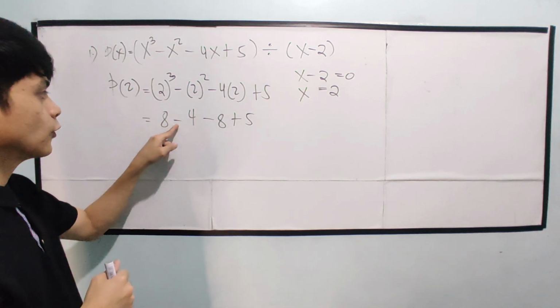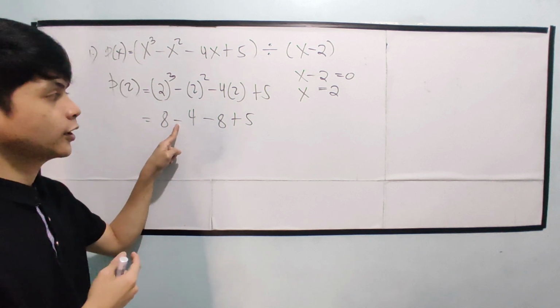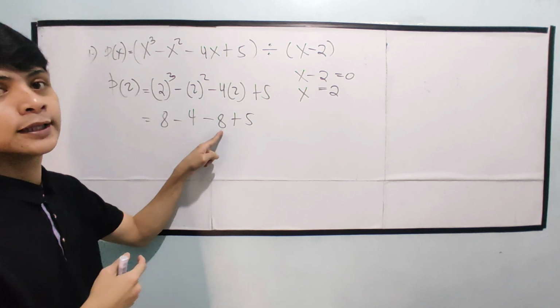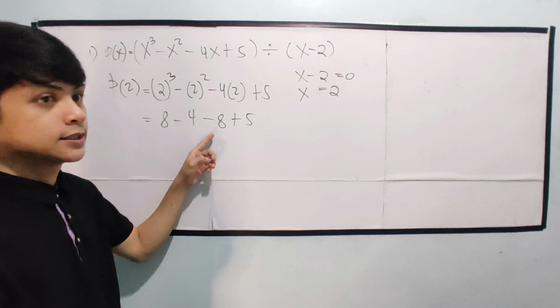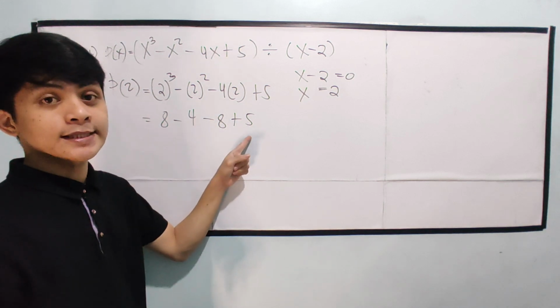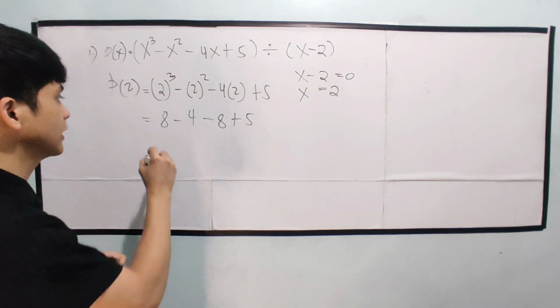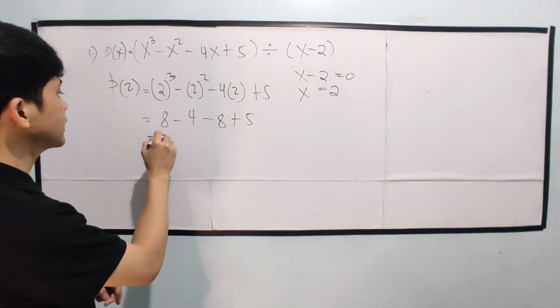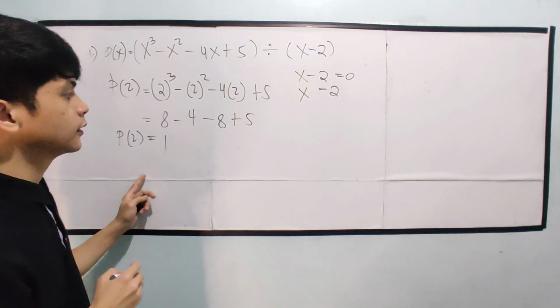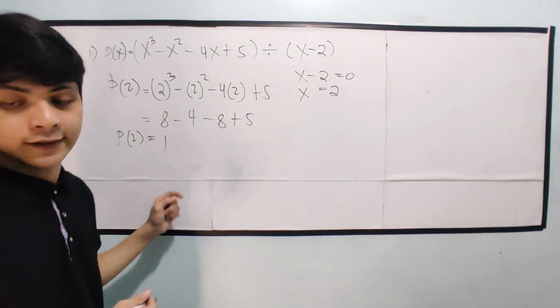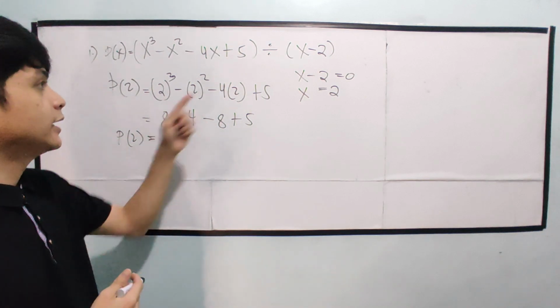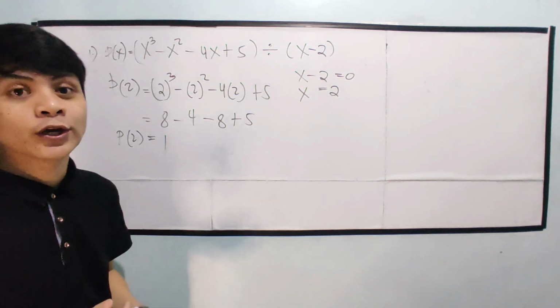So, 8 minus 4, that is 4. 4 minus 8, negative 4. So, negative 4 plus 5, that is positive 1. So, yung remainder natin is 1. Hindi 0 yung remainder natin. Therefore, hindi siya factor ng polynomial. Okay.